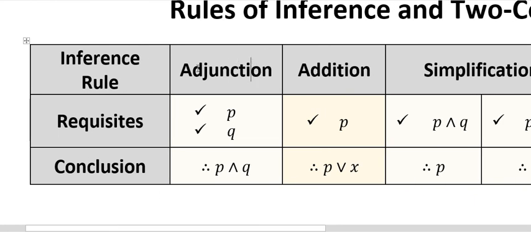Okay, the first rule is adjunction. The adjunction basically just tells you how you can combine two things that you already know. As a requisite, if you have two things, you could put them together with the symbol and, and that's it. That's what we call adjunction. If you have two things, you can combine them with a symbol and. Okay, that's what you can do. The conclusion is basically what you can do once you have fulfilled the requisites.